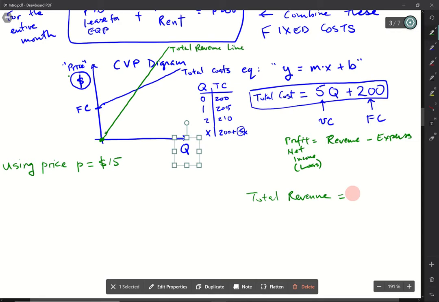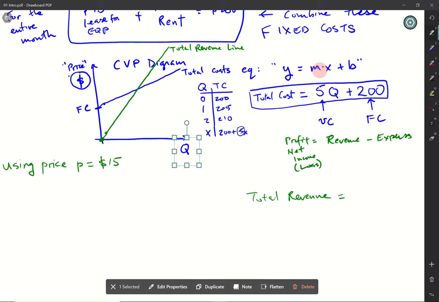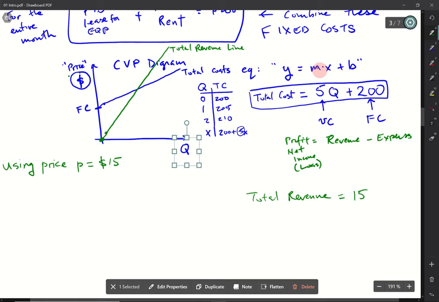The total revenue line. Okay, and so we know that the total revenue line has a form y equals mx plus b. What is b? What's the intercept for the revenue line? 0, right? Because it starts at the origin. Okay? And so, what's the slope? The slope is the price, right? 15 times Q. And so I'll just say plus 0.